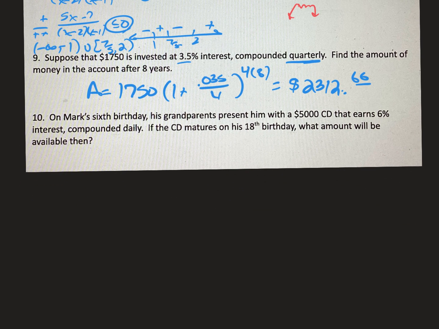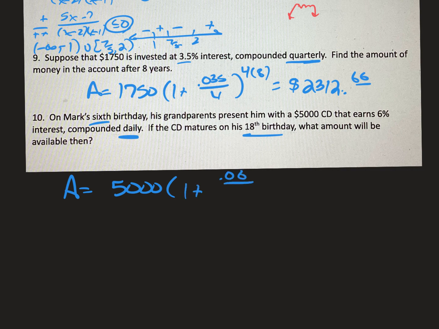Number 10. On Mark's 6th birthday, his grandparents give him a $5,000 CD that earns 6% interest compounded daily. If it matures on his 18th birthday, what amount will there be? Okay, so they want to know how much his $5,000 will be when he turns 18. Right now he's just 6, by the way. So that's 12 years.